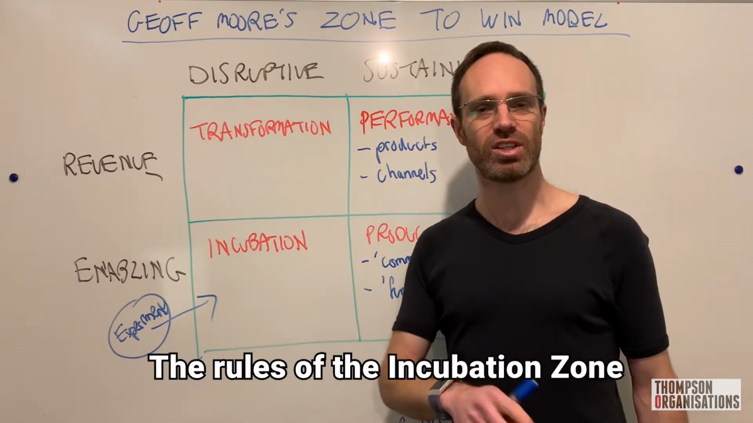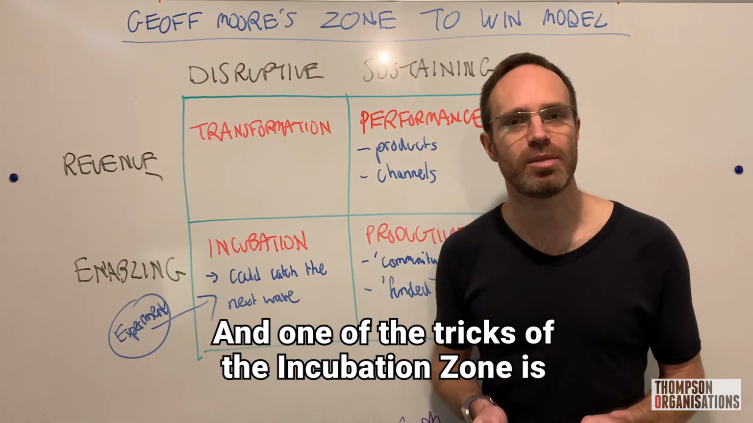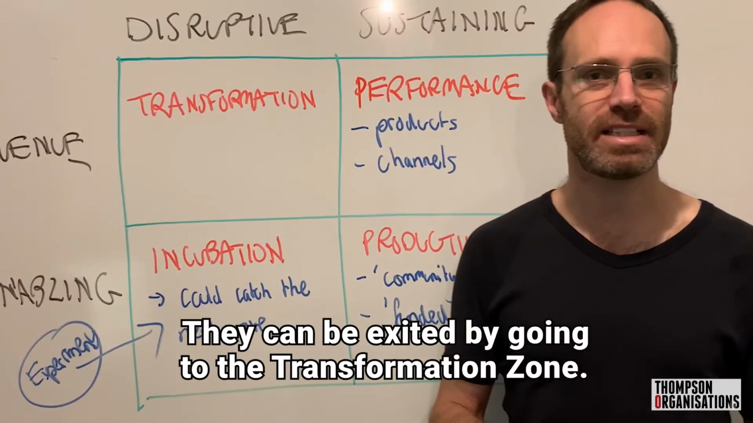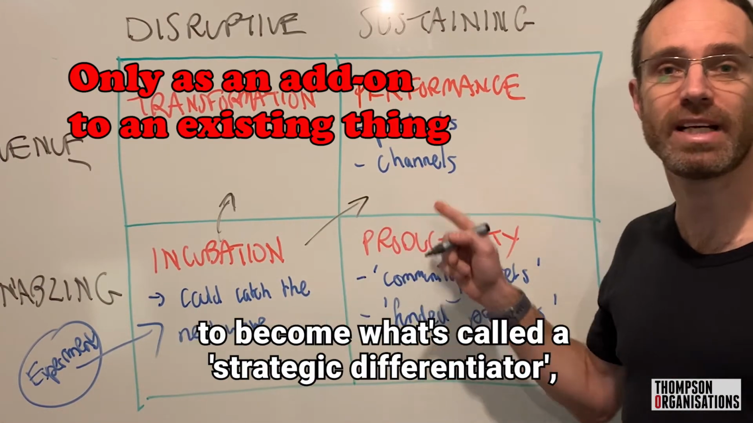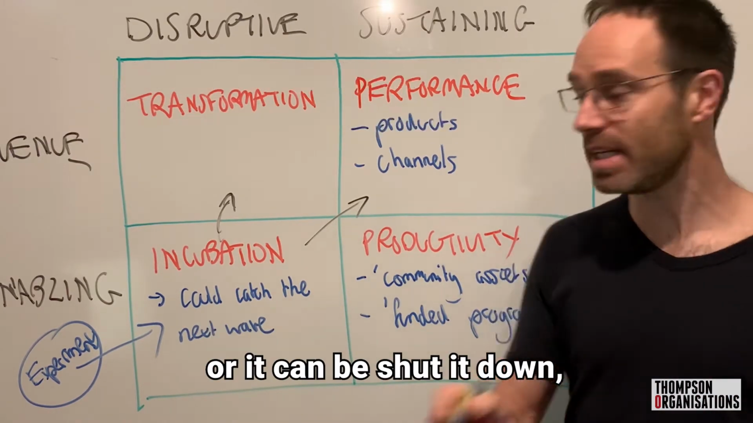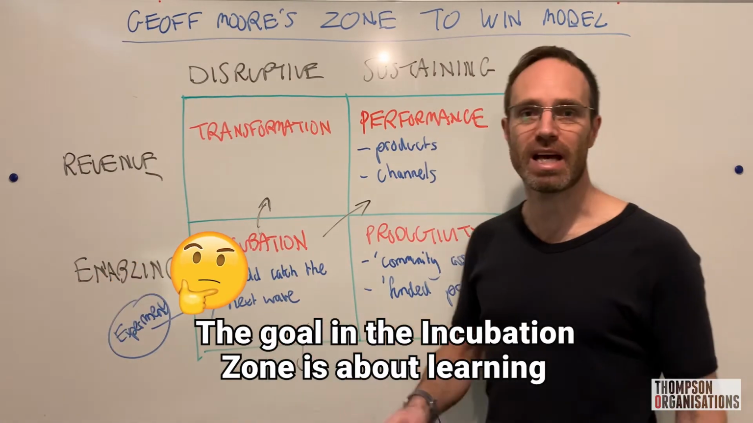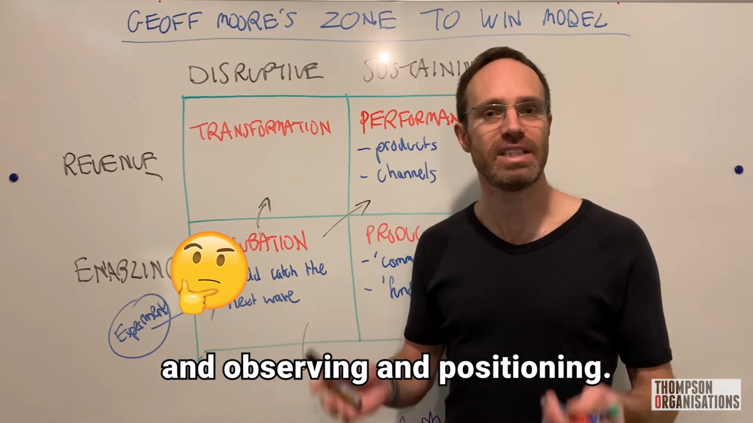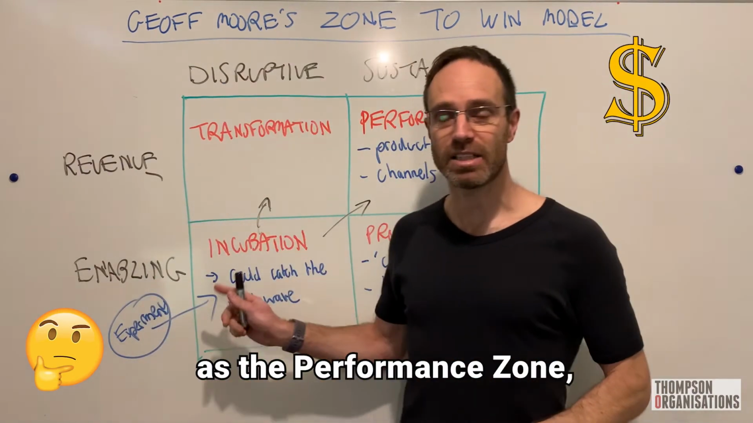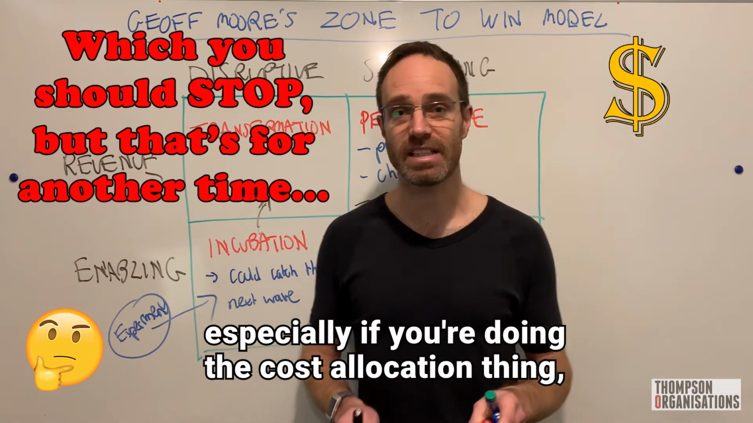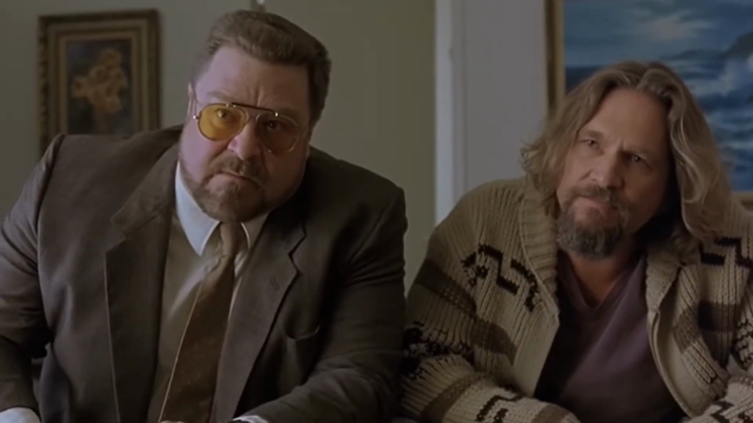The rules of the incubation zone that Jeff Moore put forward are that things in there could catch the next wave. And one of the tricks of the incubation zone is how can things be exited? They can be exited by going to the transformation zone. They could be exited by going into the performance zone to become what's called a strategic differentiator. Or it can be shut down, or perhaps we can sell it off. The goal of the incubation zone is about learning and observing and positioning. If the incubation zone is hit with the same ROI standards as the performance zone, especially if you're doing the cost allocation thing, you're going to kill the incubation zone. You're killing your father, Larry.